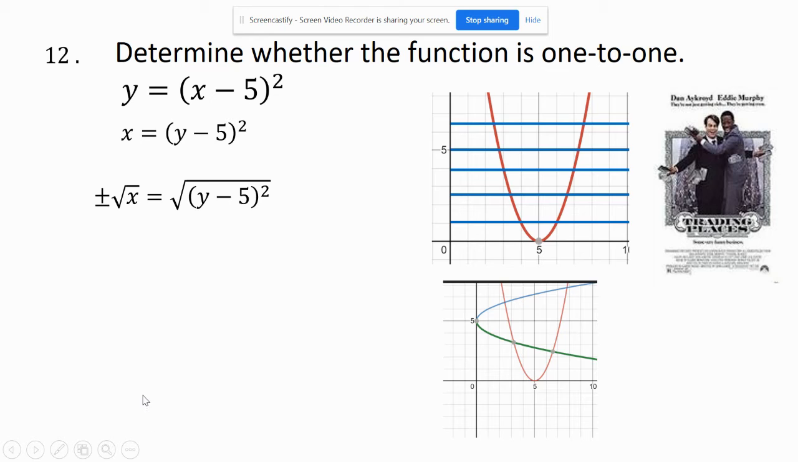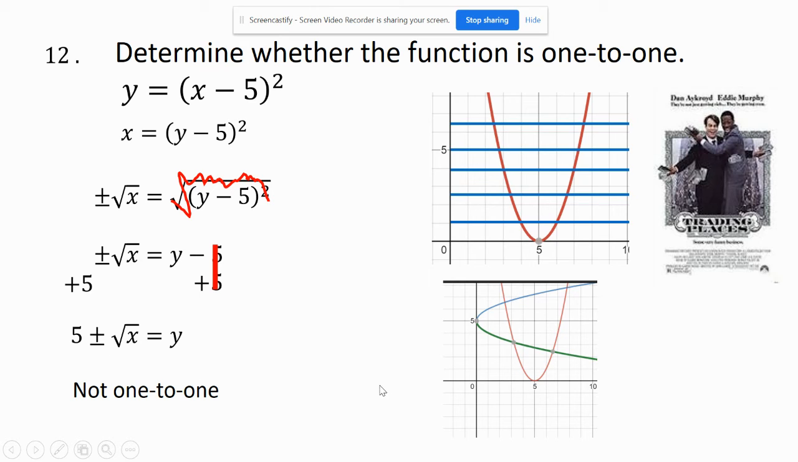But we usually, when doing numbers, look at the positive. But when solving, it could be either one. The square root cancels out the square. That's the whole reason for square rooting each side. Then I would add 5 to each side. So 5 plus or minus square root of x equals y. That's why this one is not one-to-one and it's not a function.